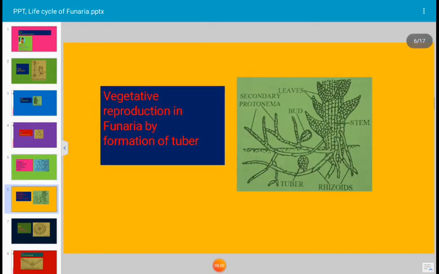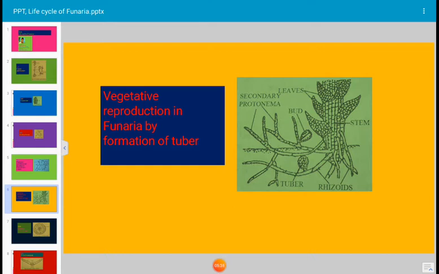Next slide. This photograph is shown for secondary protonema. The secondary protonema are also called tubers. Any cell of the injured portion of a leaf, stem or rhizoid can develop into a filamentous structure when the environmental conditions are favorable. These are called secondary protonema. The buds on protonema develop into a new gametophytic plant or new gametophore.